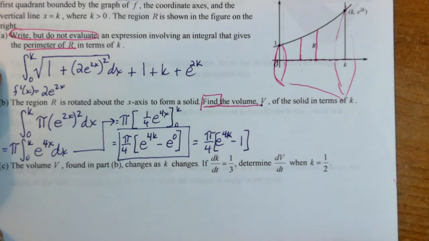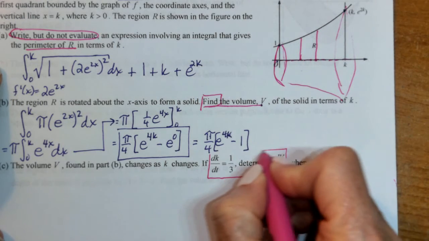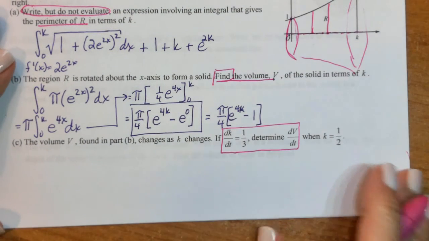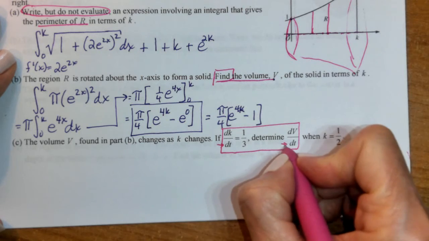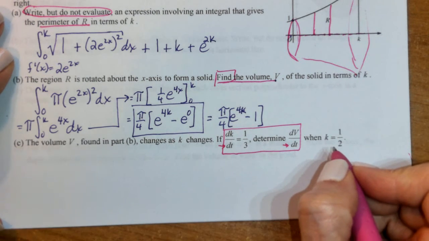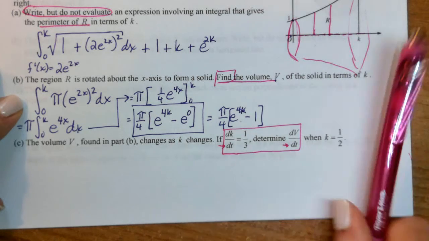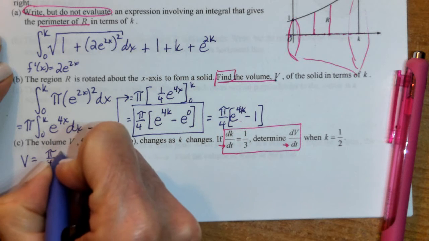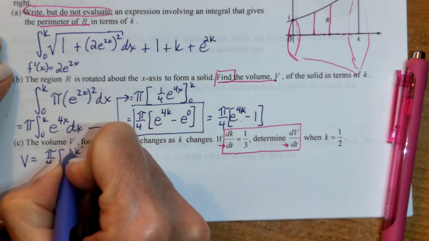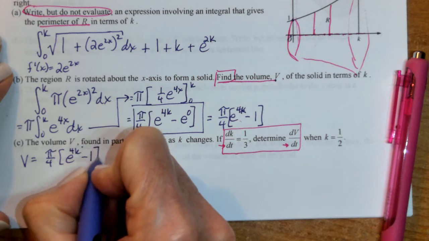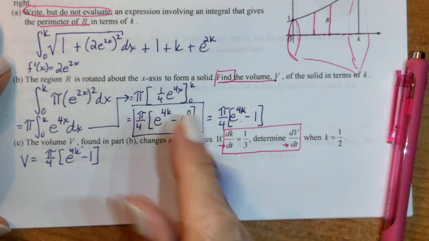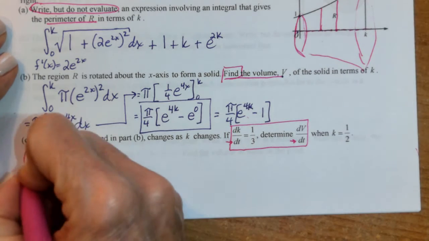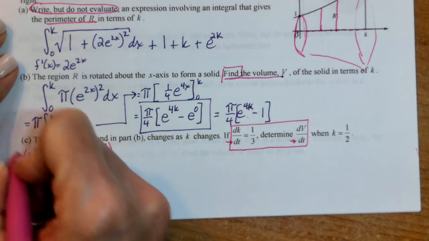All right, as soon as you see something like this, it throws you into a related rates problem, because now we need to get time involved. This is not bad. We found the volume right here. V is equal to pi over 4 times e to the 4k minus 1. That's the volume. If we want to get dt involved, all we have to do is take the derivative of both sides with respect to t.